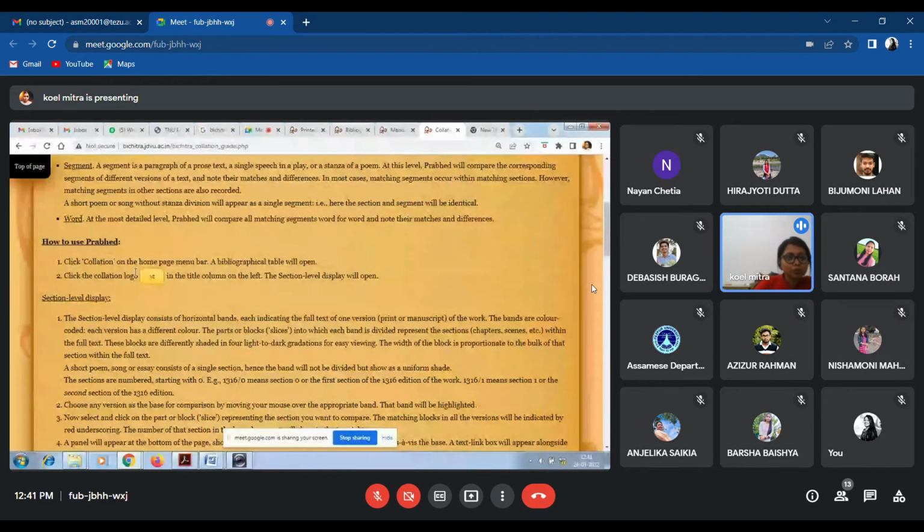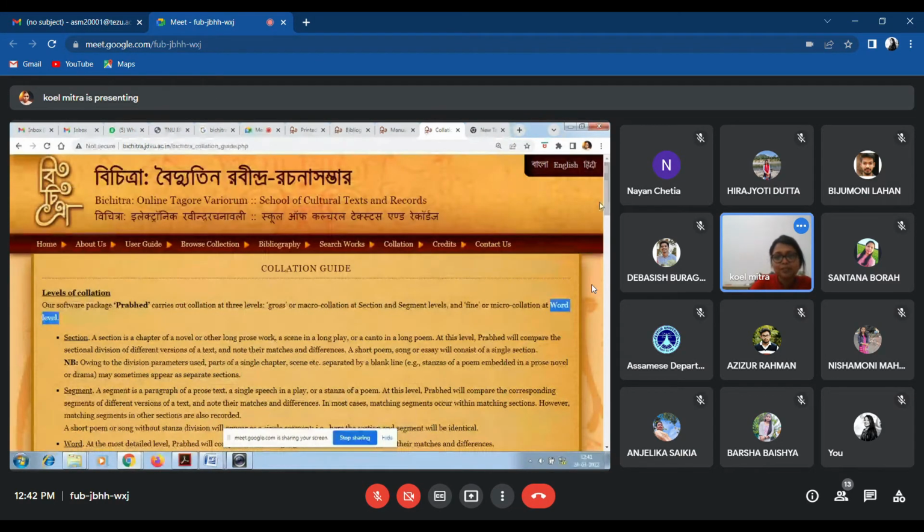We have to of course give the convention on how to use Probhed. You have to click collation on the home page bar and the bibliographical table will open. Then we have to click on the collation logo in the title column on the left. The section level display will open. Let's see how it works.